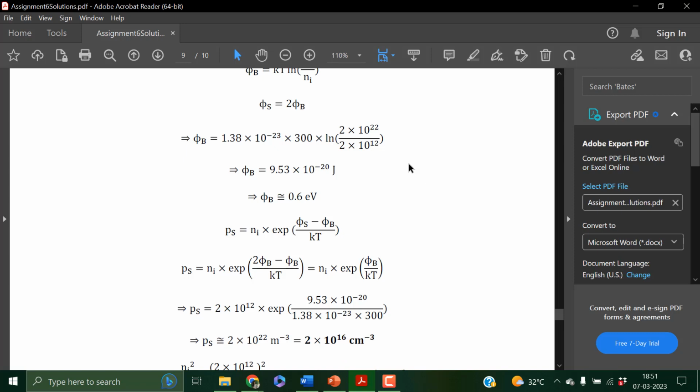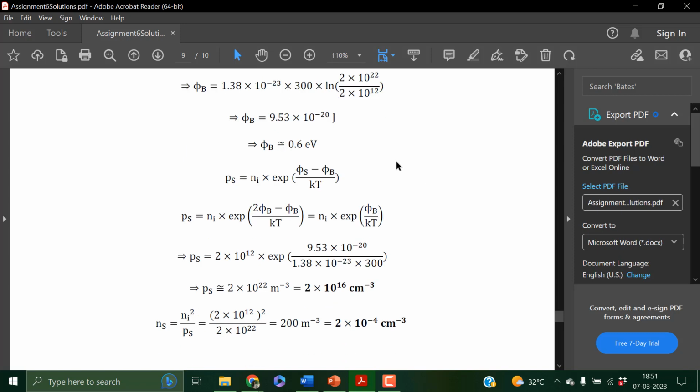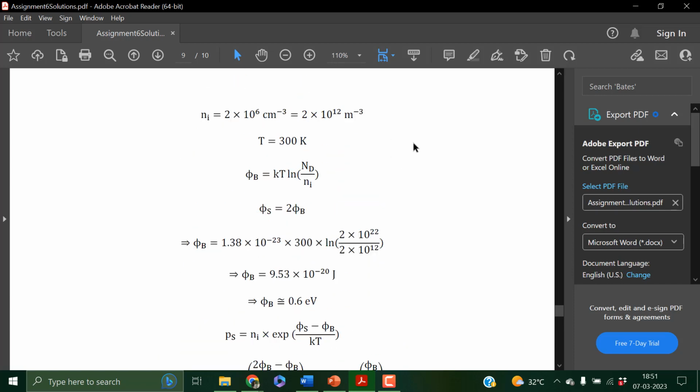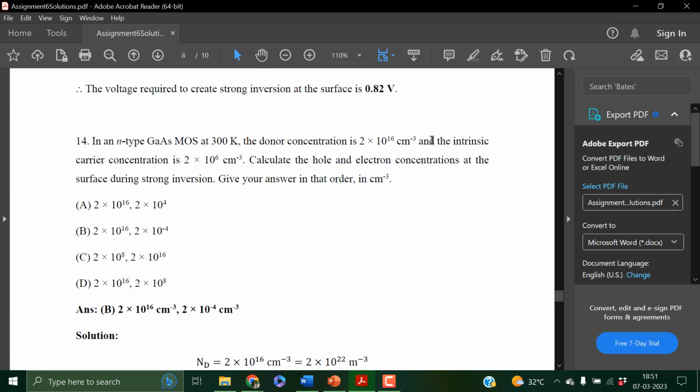Yes, ma'am, I can use that. And once you have that, PS times NS is equal to Ni square. Yes, that part you can do. Okay, ma'am, I will try to solve that. Yeah, you can try now.